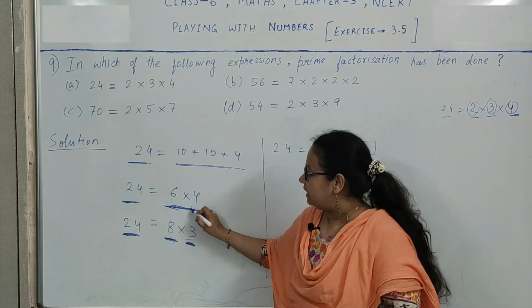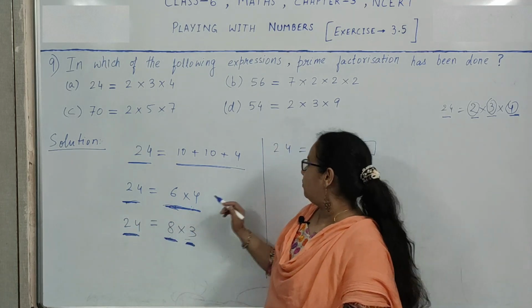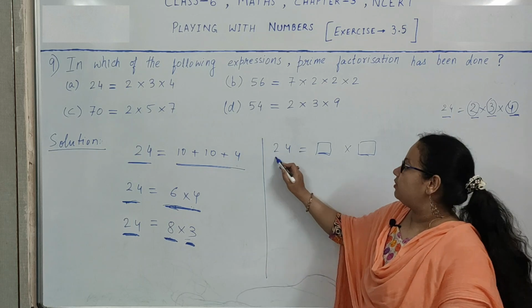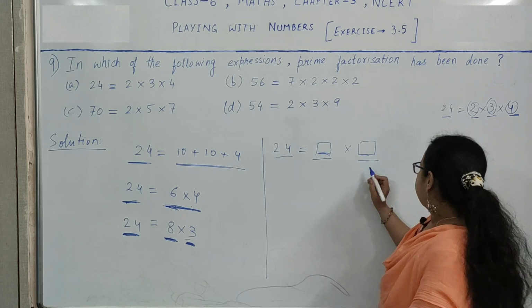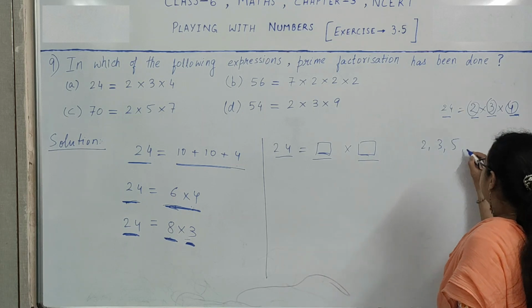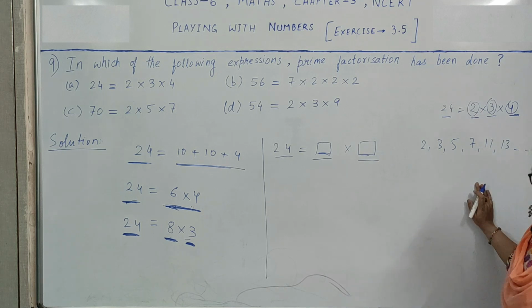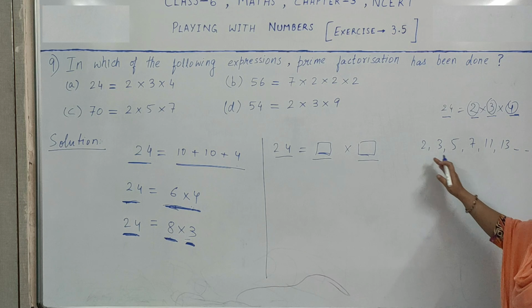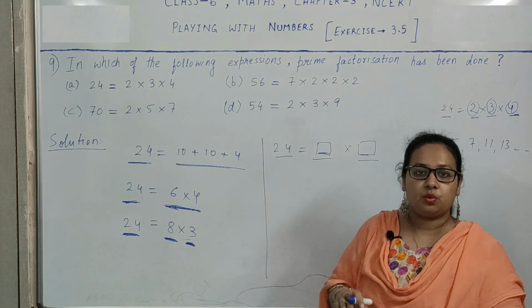Here the number is only factorized, 24 is only factorized. We have factorized 24, but in the prime factorization of any number, the factors should be prime numbers. So what are prime numbers? Prime numbers are 2, 3, 5, 7, 11, 13 and so on. There will be many more prime numbers.